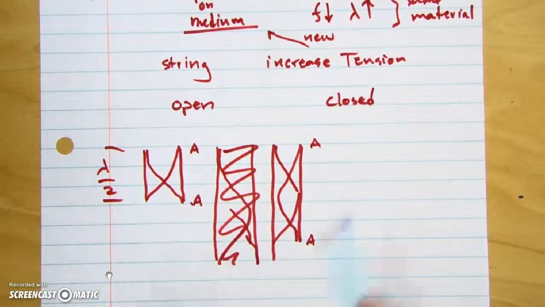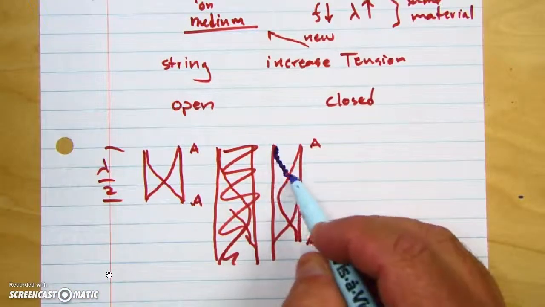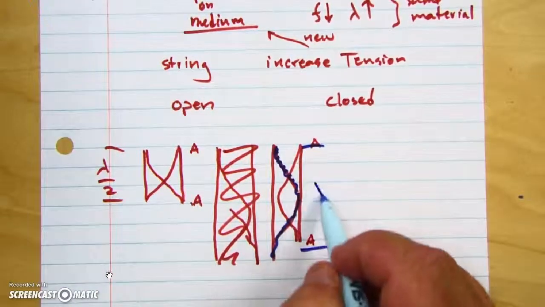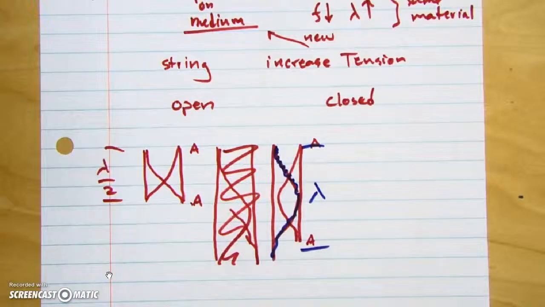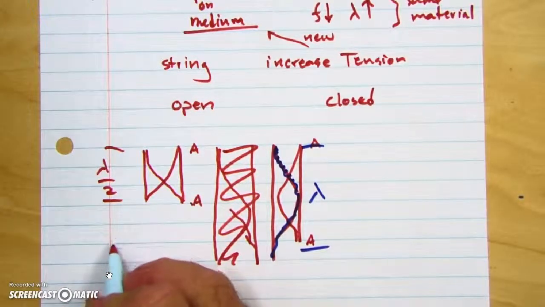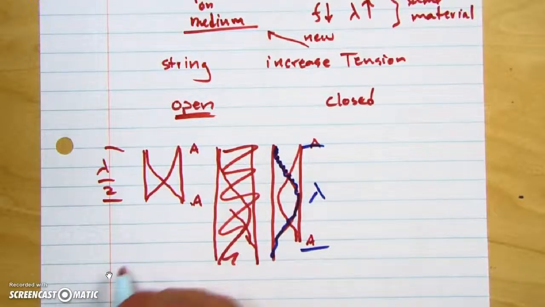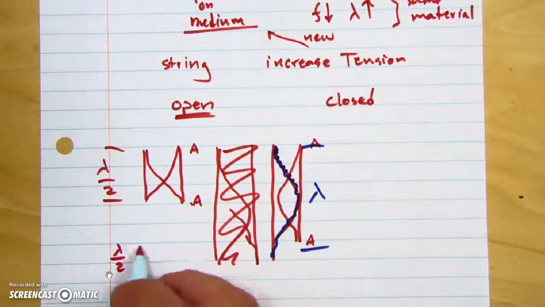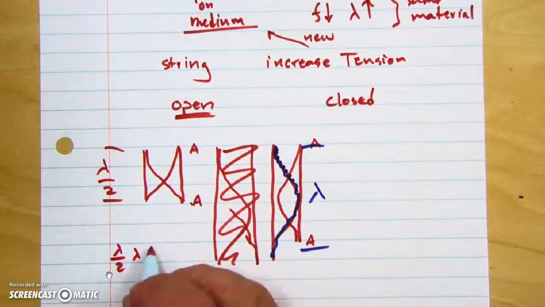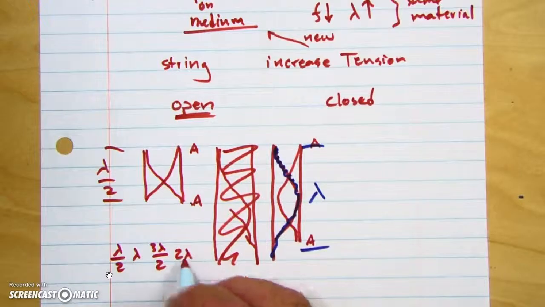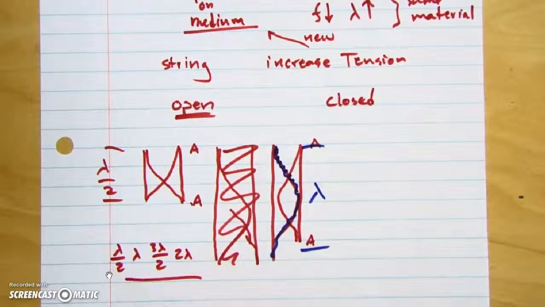To figure out what this one is, do this. You go trough, crest, trough. That whole thing is lambda. And you can see there'd be a pattern there. For an open-ended pipe, because you're going to have an antinode at both ends, you'd have lambda over 2, lambda, 3 lambda over 2, 2 lambda, like that. There's a pattern that starts out.